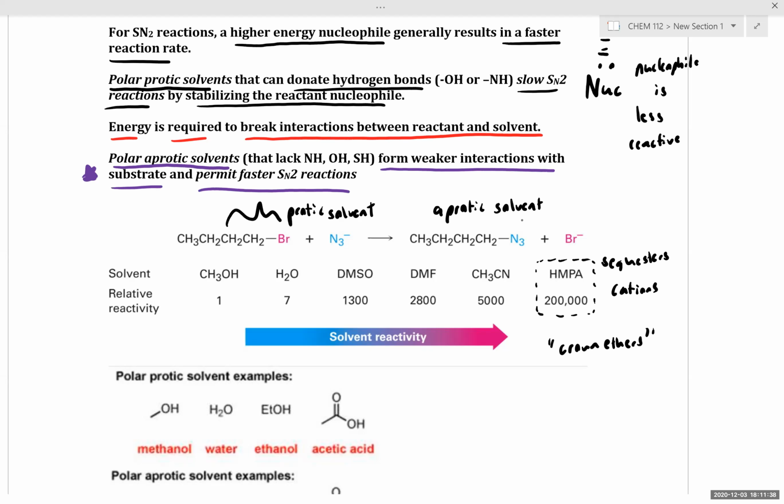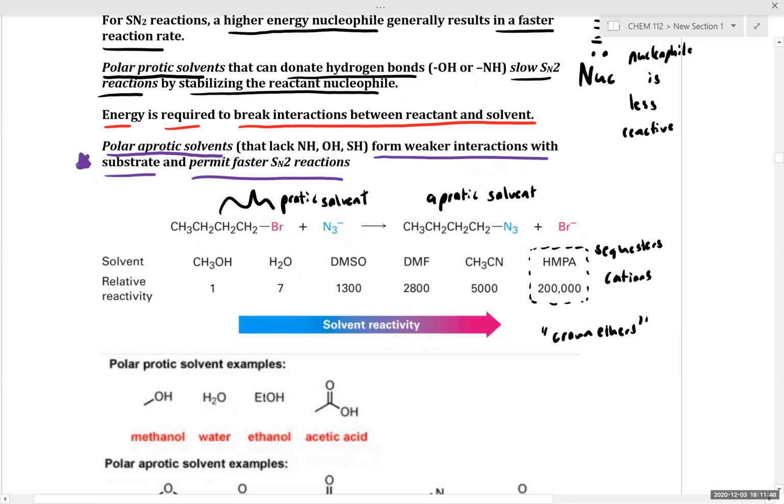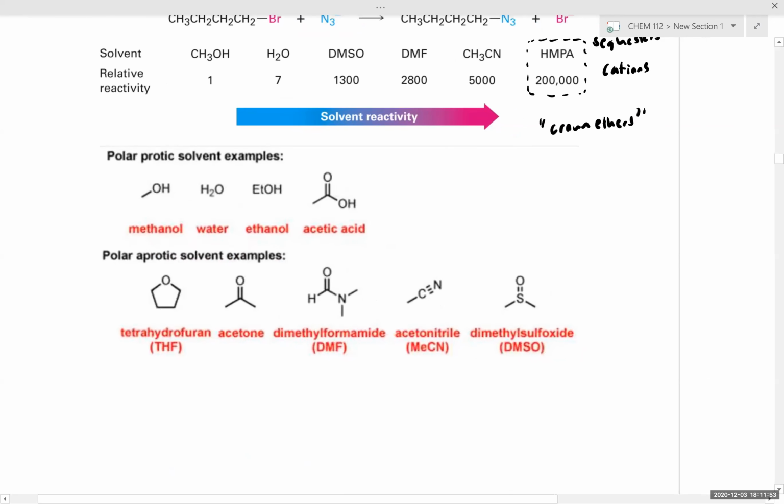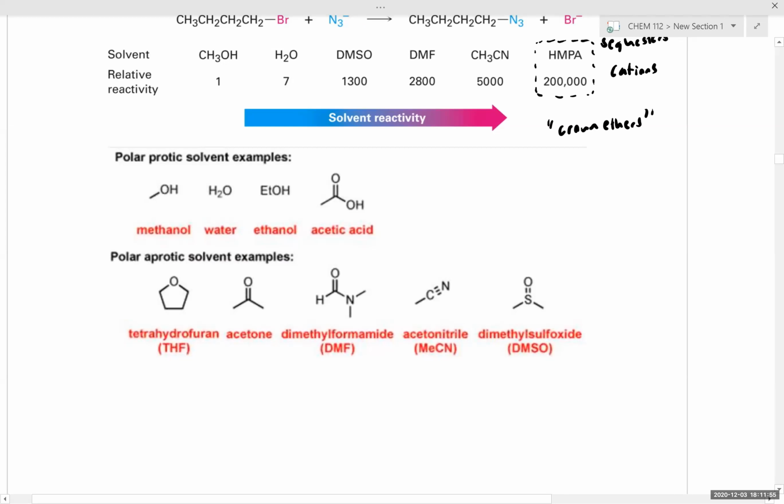HMPA can also produce modifications in selectivity if chelation is influencing the outcome of the reaction. Just something to note. Anyway, a few other things that I'd want you to pay attention to are you should be able to recognize the common polar protic solvents and the polar aprotic. So the main polar protic solvents are going to be your alcohols, water, and acetic acid. These are the common polar protic solvents that you'll see.